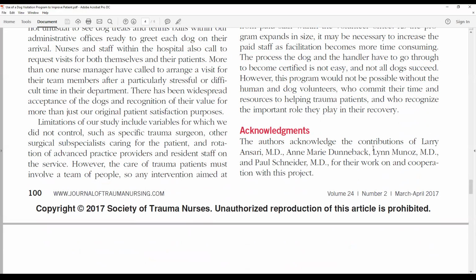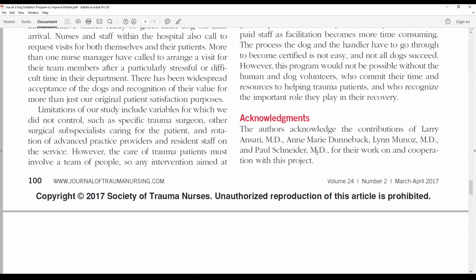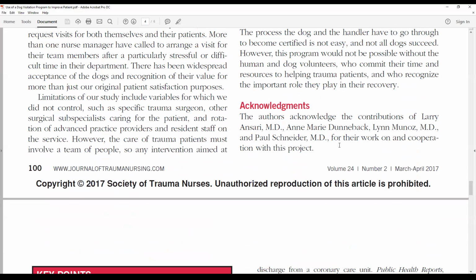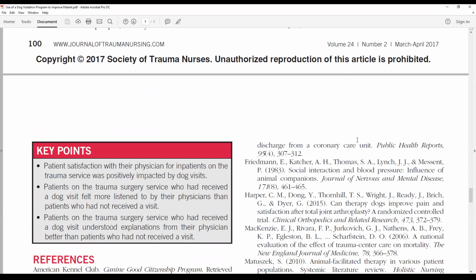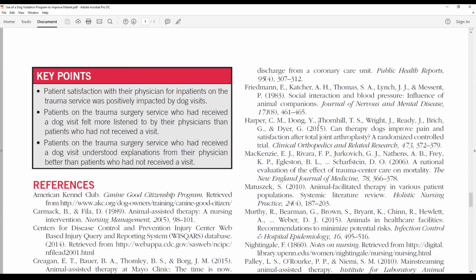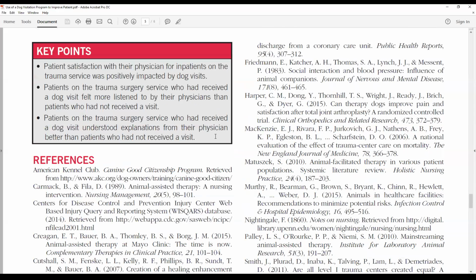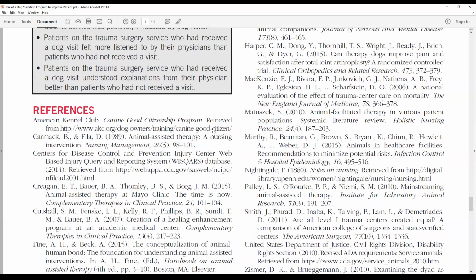So finally, we have an acknowledgement section. This is a good place to research as well. Some of these people might be really influential, but without researching that, we would never know that. So this article, they give you key points. Not every article will do that. It's pretty rare, actually. And then finally, we're into the reference section.